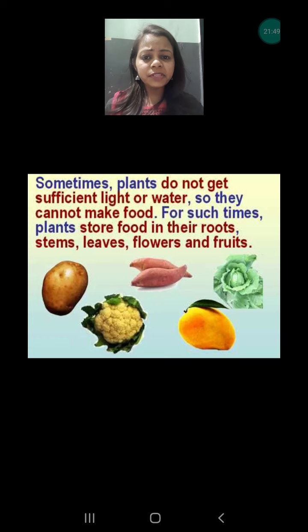Sometimes you must have seen the plants are not getting sufficient water. Suppose I am going to my relative and I am not able to water my plant for 2 or 3 days. So water they are not getting. But water is very important for photosynthesis, right? So if they are not getting a sufficient amount of water, are they able to do photosynthesis? No. But still they can survive.